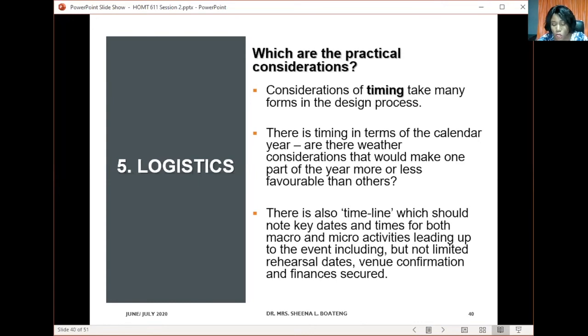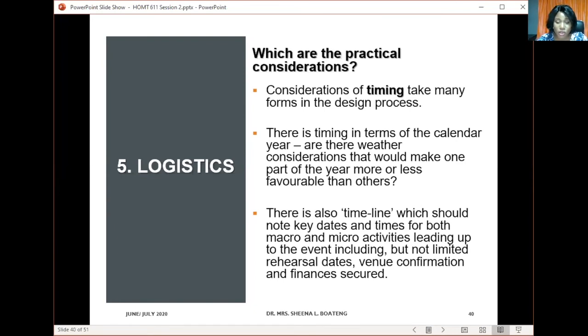You should also think about rehearsal dates, because at least there should be a day or two free prior to your event to enable you to do setup and run through the place to make sure that everything is well secured. You also need to think about timeline in terms of, most importantly, finances that you are going to use to pay for all these things that you are planning to do.